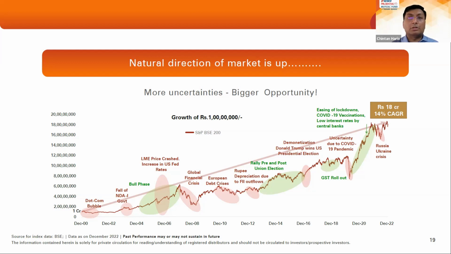It's extremely important to invest at the right time, in the right asset, in the right size. And that's where your financial advisor will be an important person to ensure your 1 crore becomes 18 crores with a 14% CAGR over the last 22 years. At a time where the ups and downs have been meaningful, we went through a global financial crisis. We went through a pandemic. Global financial crisis happens once in 20 years. Pandemics happen once in 100 years. And in the last 20 years, we've been through all.